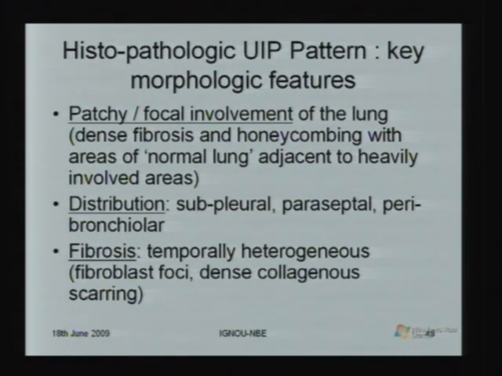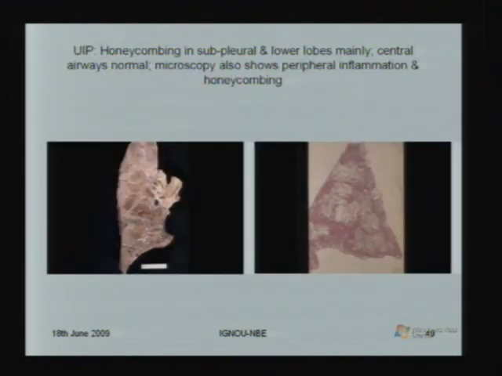The histopathology of usual interstitial pattern. Usual interstitial pneumonia is the histologic hallmark for the diagnosis of IPF. There is patchy and focal involvement of the lung with dense fibrosis, honeycombing, areas of normal lung adjacent to heavily involved areas. So this is the classic description of heterogeneity in the pathology slides. The distribution is mainly subpleural, paraseptal and peribronchiolar. Fibrosis shows temporal heterogeneity. Here we find the honeycombing in the subpleural region and lower lobes mainly. The central airways are relatively normal.